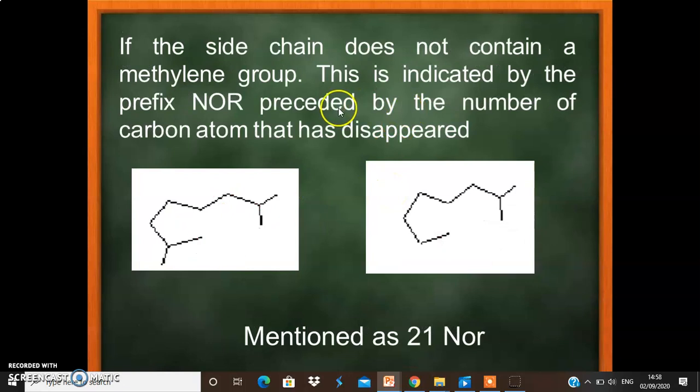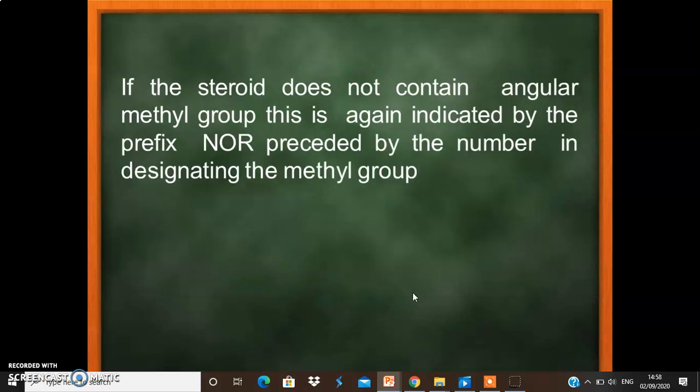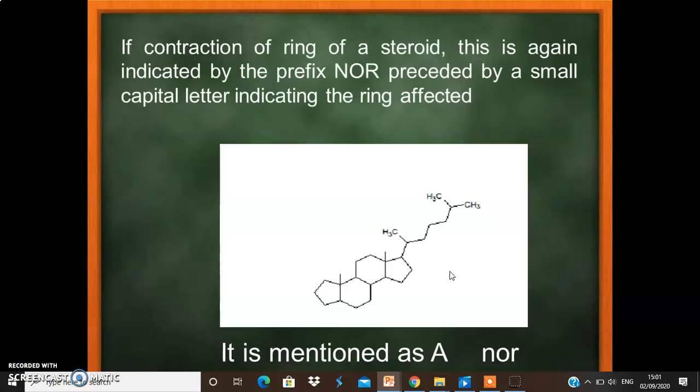If the side chain does not contain a methylene group, this is indicated by the prefix nor preceded by the number of the carbon atom that has disappeared. So this is the 21st carbon; if it is missing, it is known as 21-nor. If the steroid does not contain an angular methyl group, this is again indicated by the prefix nor. If there is contraction of a ring of the steroid, this is again indicated by the prefix nor preceded by the capital letter indicating the ring affected. Here ring A is contracted and it is mentioned as A-nor.